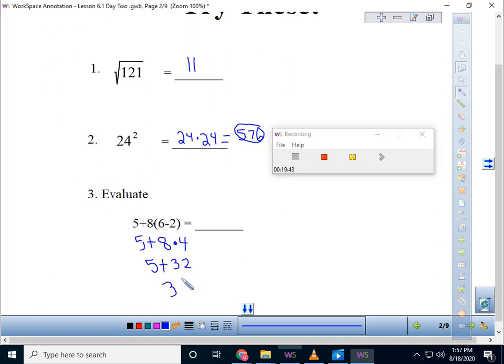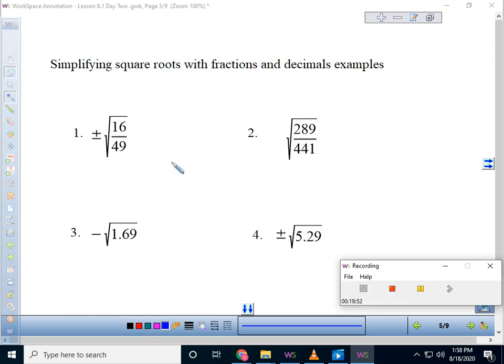Yep, that's just 37. And you're done. How did you do with these problems? Do you think you can understand it, or do you need some more help? Now what I want you to do in your notes is write this down: Simplifying square roots with fractions and decimal examples.